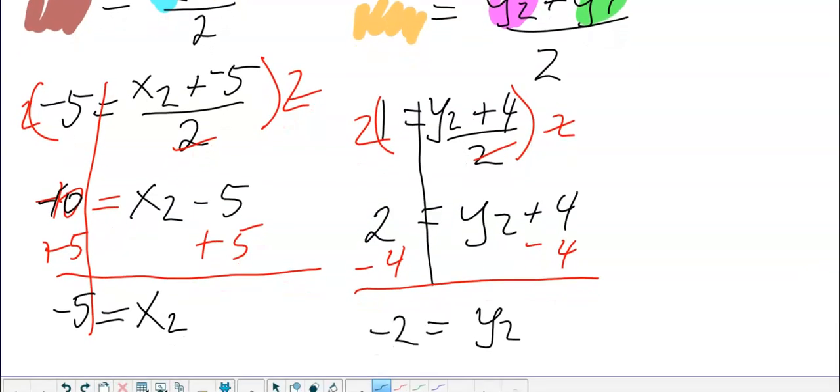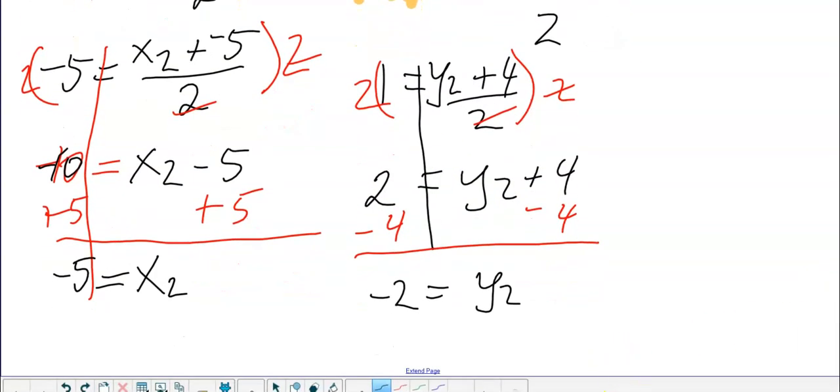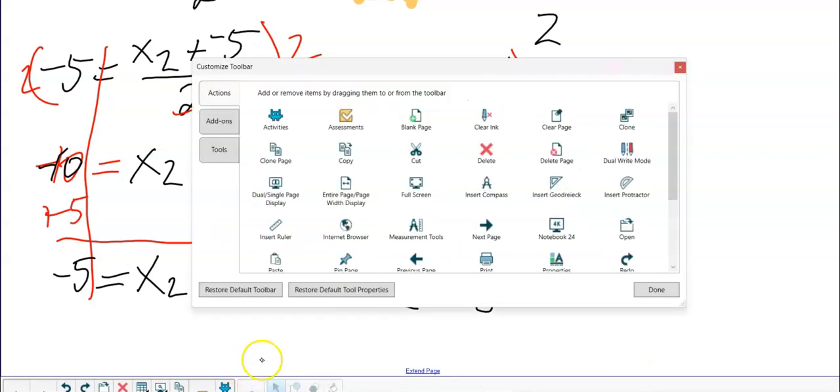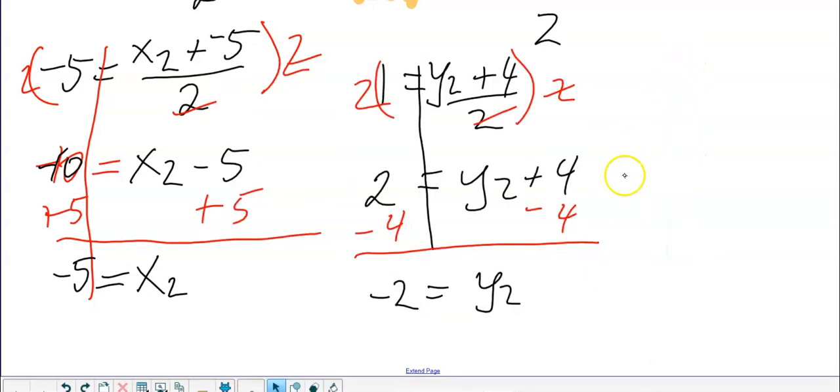Boom. Now make sure we write our answers as a point. So my answer is going to be -5 because that's the x value. X always goes first, -2. So that's the answer that we want. That is the other endpoint.